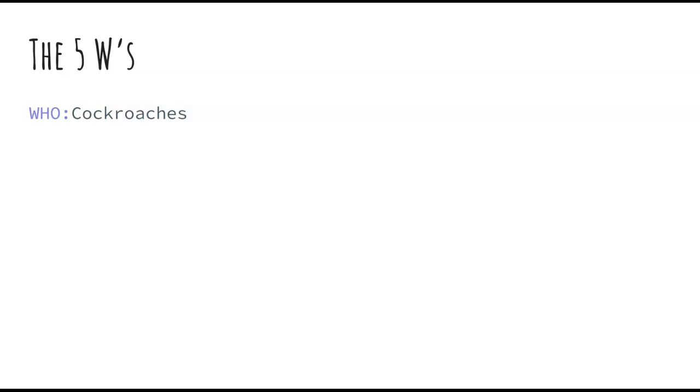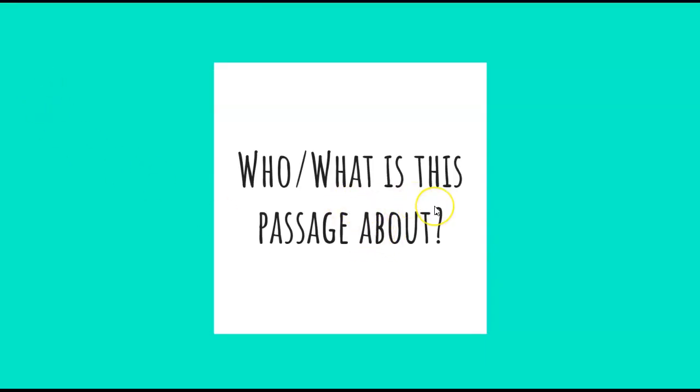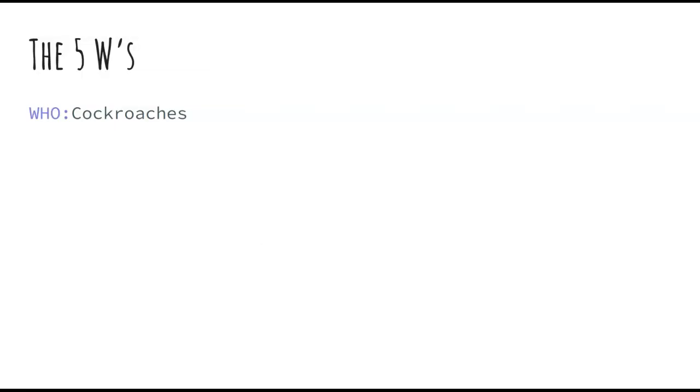Now, one thing that's important to point out here is that when we hear the word who, it's easy to think in our mind that we're talking about a person. But like I just said, when we're figuring out the who, we're answering this question, who or what is this passage about, we're really looking for the topic. So 1 or 2 words that tells what the passage was mostly about, and that may not always be a person. So in this case, it was cockroaches.